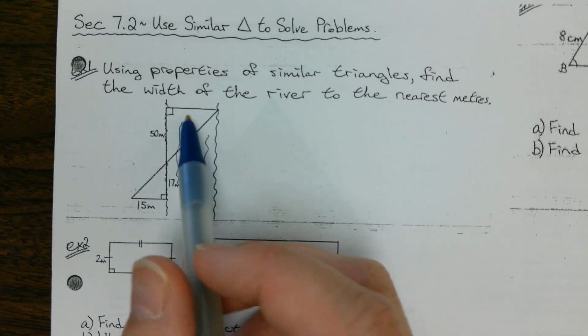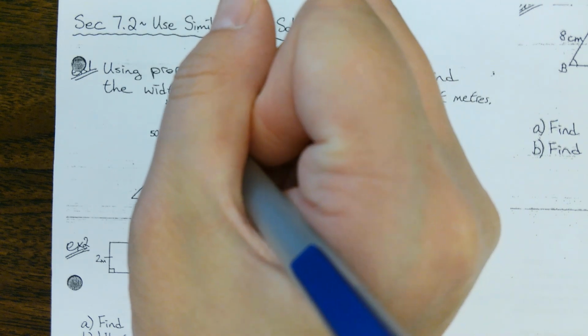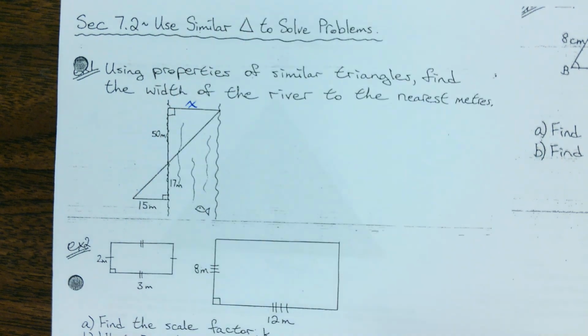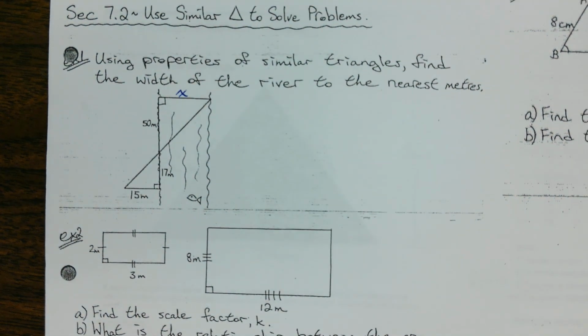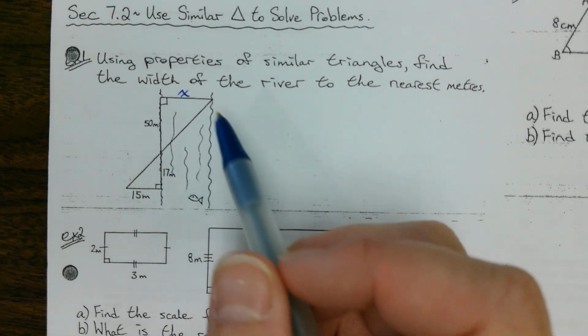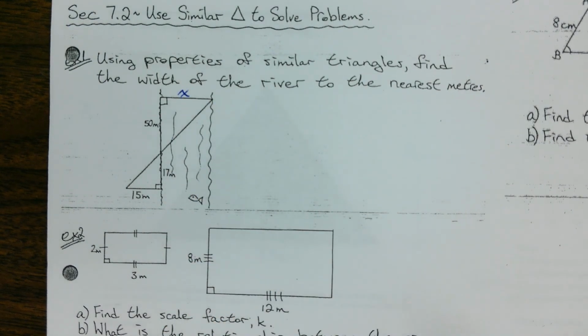So the width of the river is this right here. I'm going to call it X. This is a river because it has a fish in it.